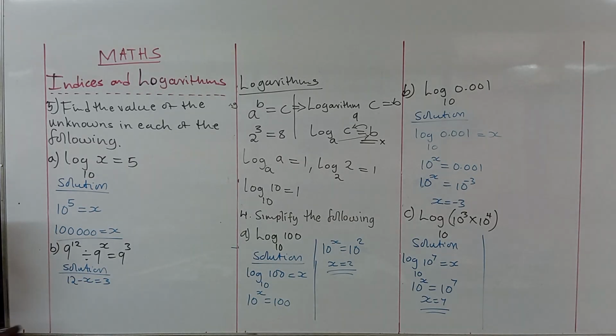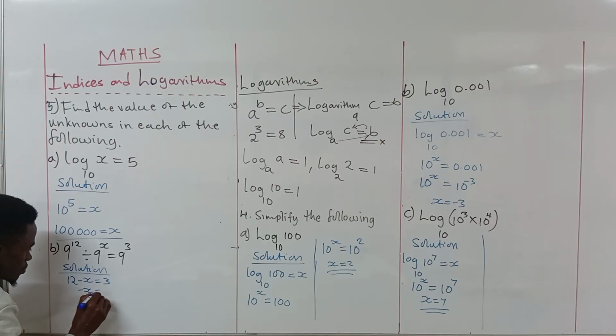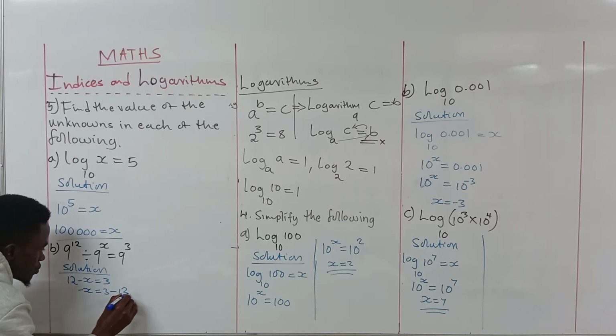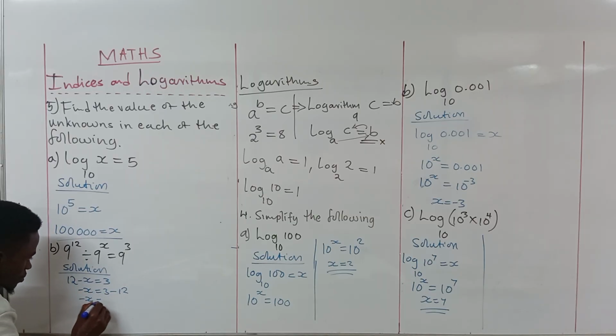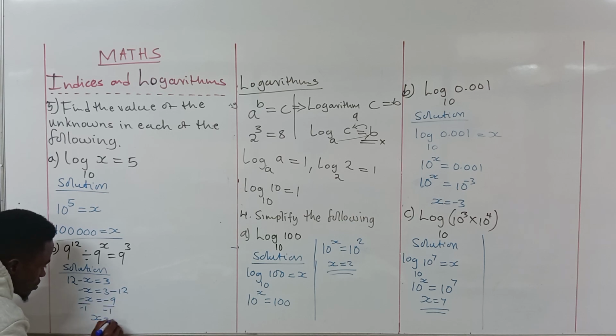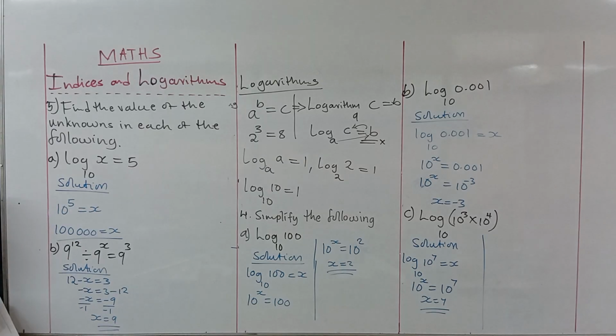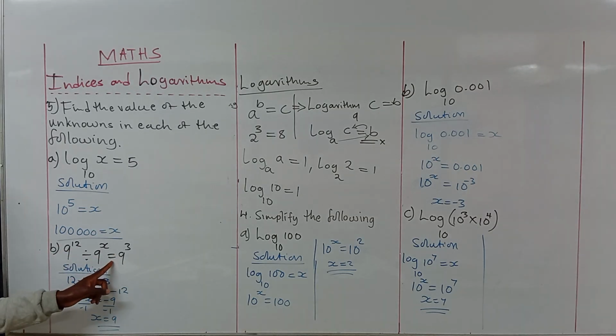So like terms together, minus x is equal to 3 minus 12. So minus x is equal to minus 9. Divide by negative 1, divide by negative 1. x is equal to 9. So we have equated them because there is an equality sign.